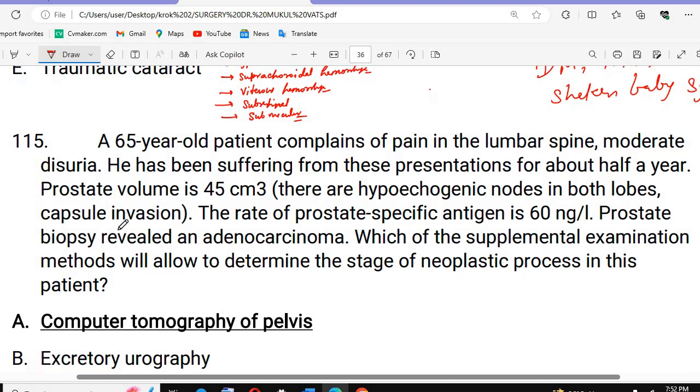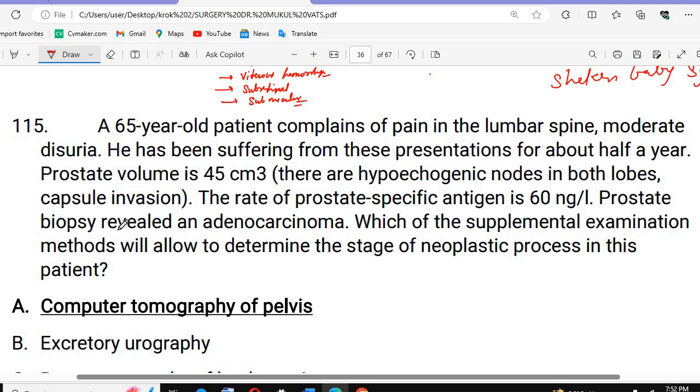After that, a 65-year-old patient. Now see the history: a 65-year-old complains of pain in the lumbar region and moderate dysuria. Suffering for half a year. Prostate volume is given, so it is something related to the prostate.